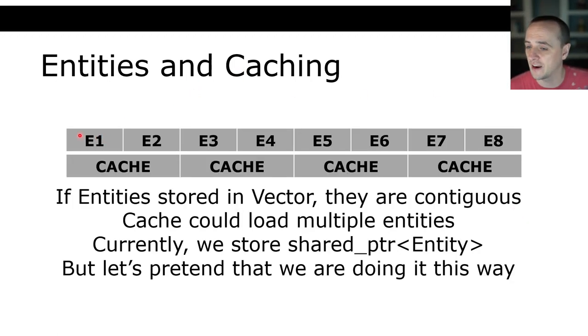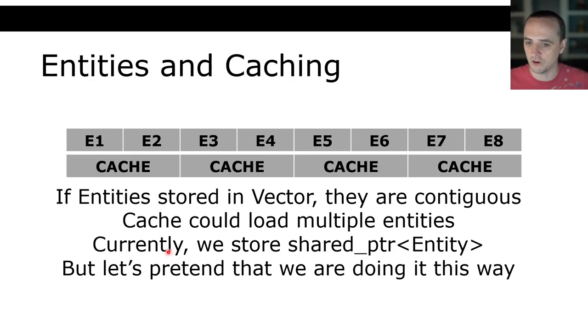Let's say I have a vector of my entity data, right? So if I have a vector of my entity data, then maybe I could get one or two entities in a cache line, right? Because maybe my entity is like 30 bytes or something like that. So if entities are stored in a vector, they are contiguous. So the cache could load multiple entities at once.